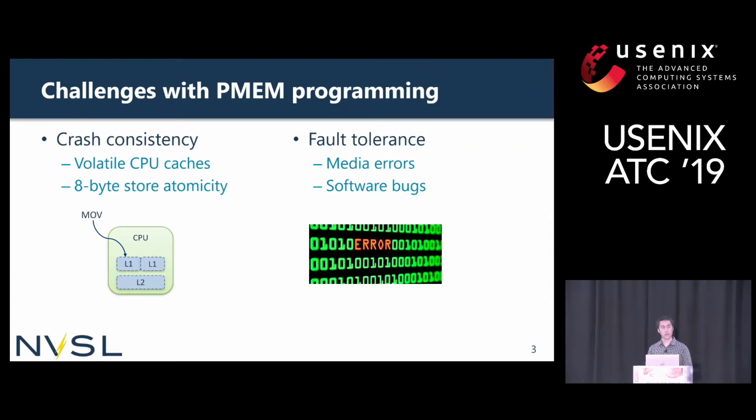On the other hand, fault tolerance is equally important, but much less researched for persistent memory. Media errors, such as broken memory cells or bit flips, can cause data loss. Software errors, including buffer overruns or using dangling pointers, may also corrupt the data.